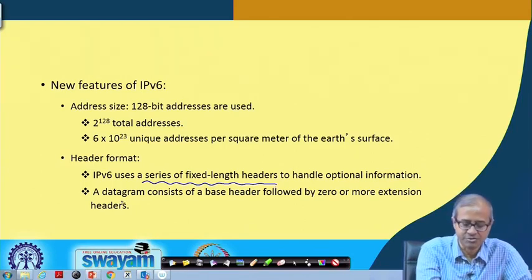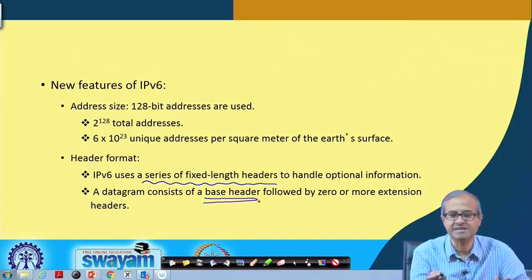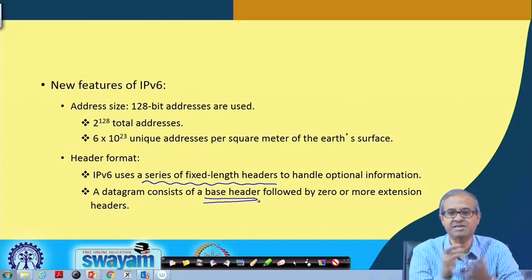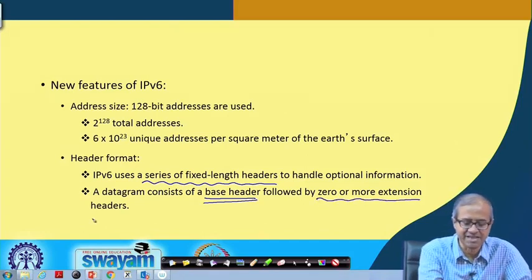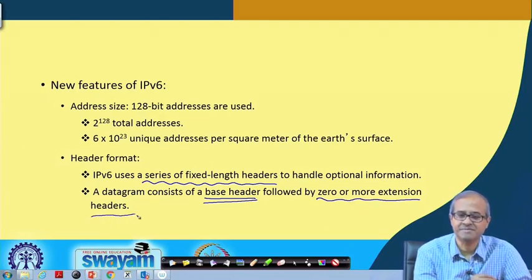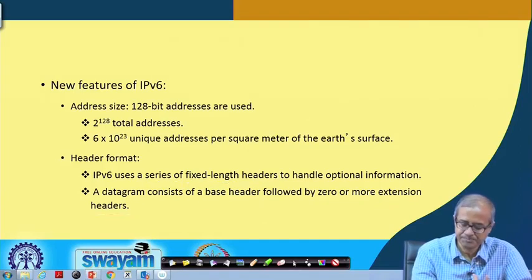Okay. So, a datagram in IP version 6 will consist of a base header, that is the basic header, which will contain, for example, the source and destination addresses, and followed by optional extension headers. There may not be any, but there can be several.